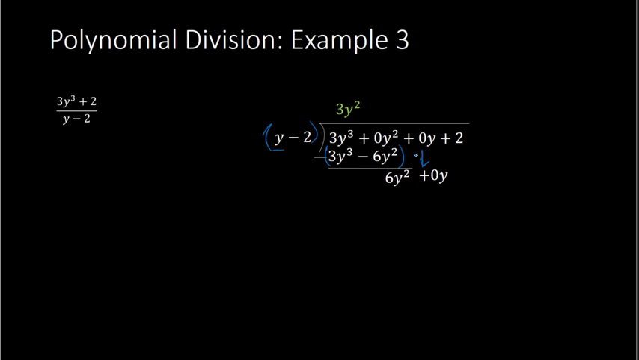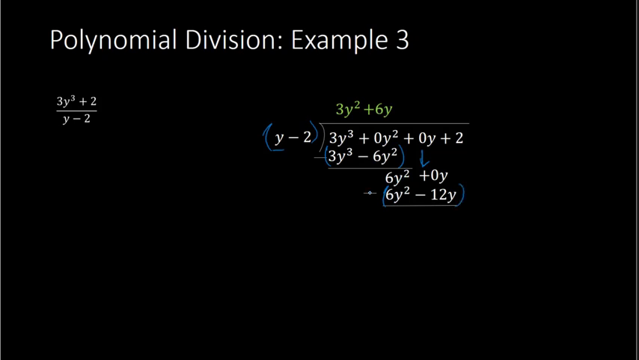Now we can repeat the process and see how many times y goes into 6y squared. And that's going to be 6y, because 6y times y is 6y squared. Now the next step is to take that 6y and multiply it by the entire quantity of y minus 2. So 6y times y is 6y squared. 6y times negative 2 is negative 12y.